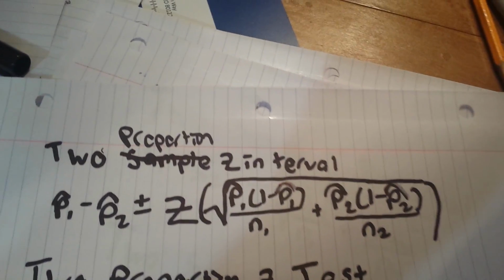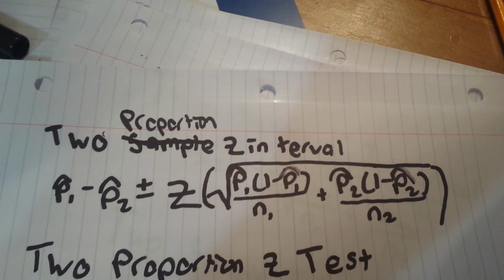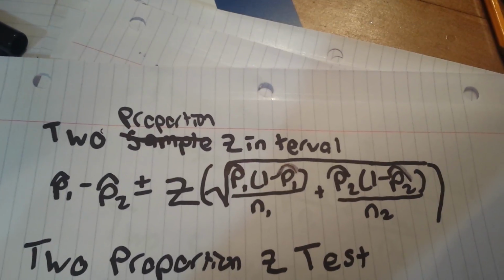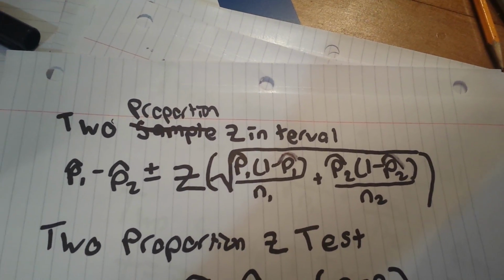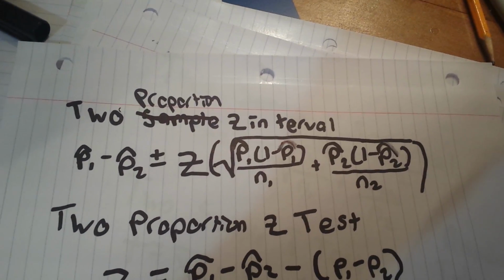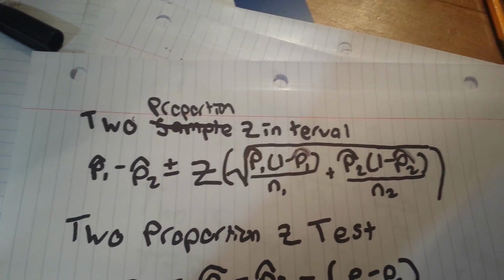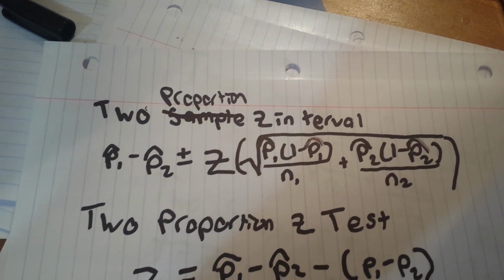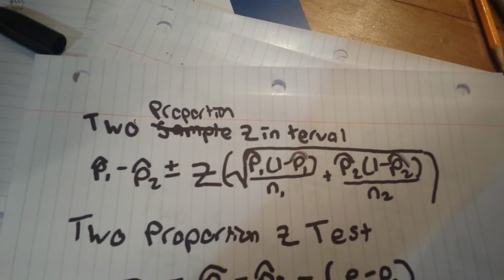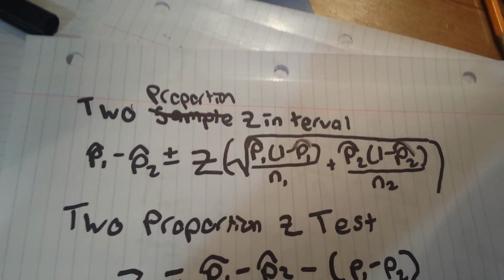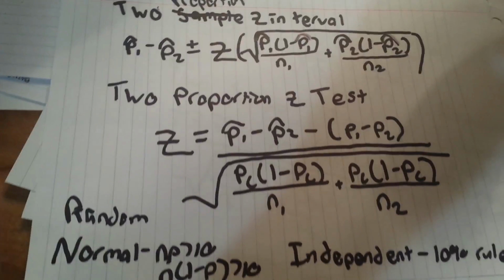And this interval is important because if 0 is in the interval, that means that you can't conclude that the two proportions are different, or the two samples were different, at whatever confidence level you chose. But if 0 is not in the interval, then you can be safe to conclude that the two populations are different at the confidence level you calculated the interval at.